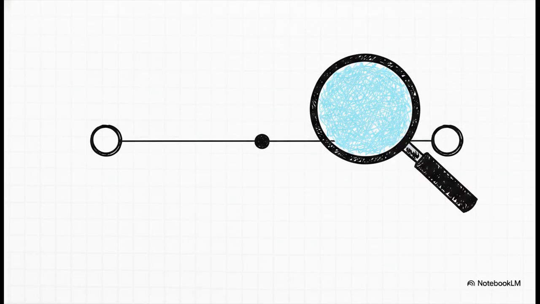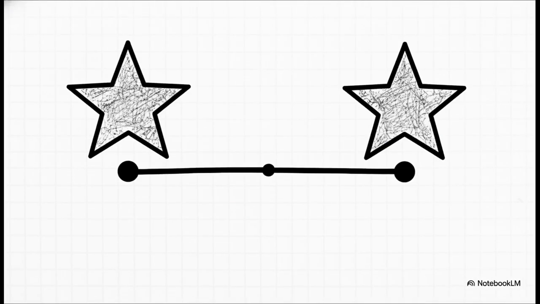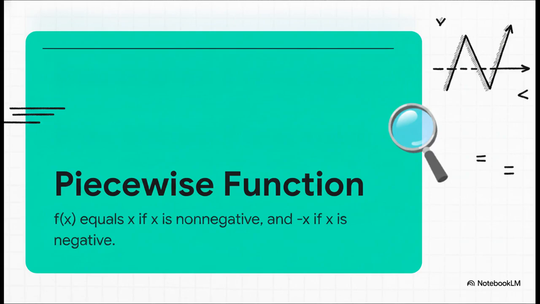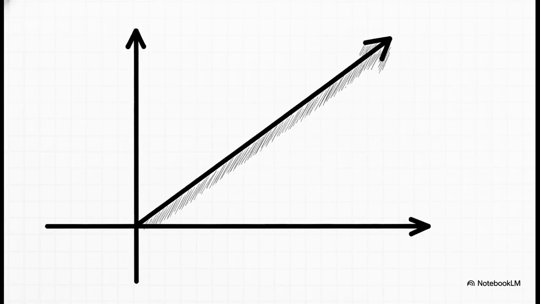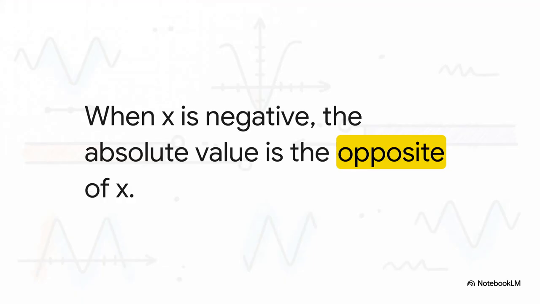Now, if you come across the equation absolute value of x equals 10, it's basically asking for all values 10 units from zero, meaning x is 10 or negative 10. We can actually define this exact behavior mathematically using a piecewise function. This shows that when x is 0 or positive, the absolute value is simply x, but if x is negative, the absolute value flips to the opposite of x, making it positive.